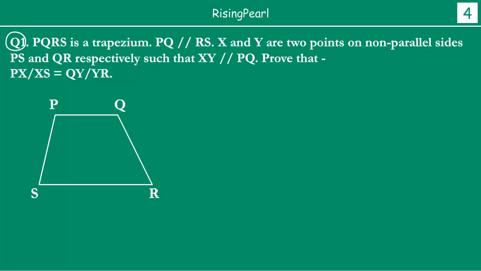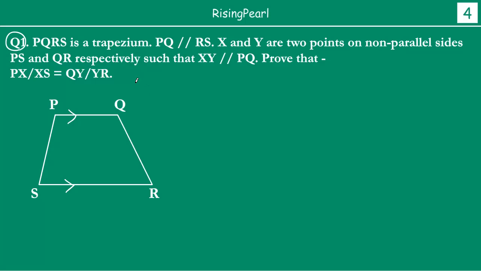So the first thing is we have to draw a trapezium. What is a trapezium? A trapezium is a quadrilateral which has only one pair of opposite sides parallel. So we have drawn trapezium PQRS such that PQ is parallel to RS, and PS and QR are the non-parallel sides. X and Y are 2 points on non-parallel sides PS, QR respectively. So this is PS. X is any point on this side and Y is any point on this side.